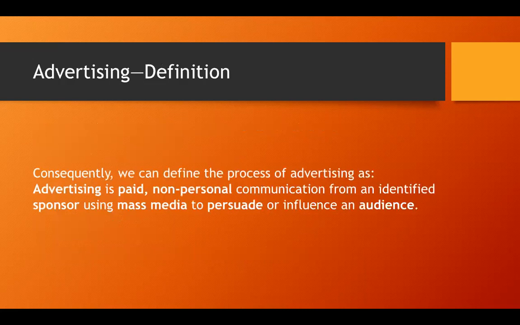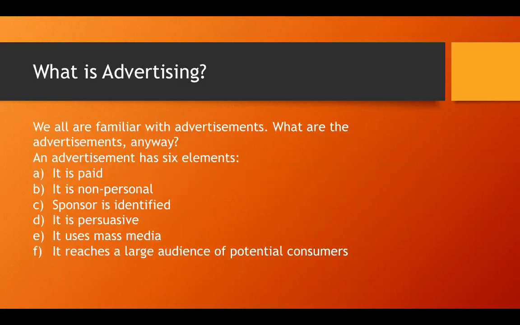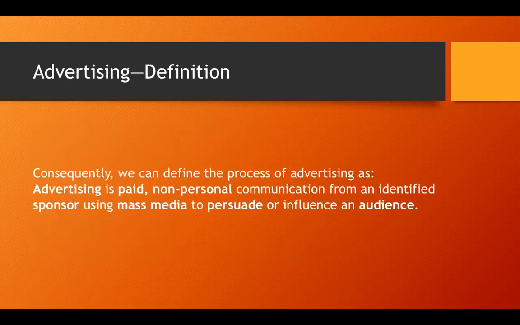And here you can see I have put a formal definition of advertising, and it is based on the six components that we have discussed in the last slide. So based on the six components that we have just discussed, we can say what advertising is. Advertising is a paid non-personal communication that comes from an identified sponsor. It uses mass media to persuade or to influence audience. So that is the formal definition of advertising.